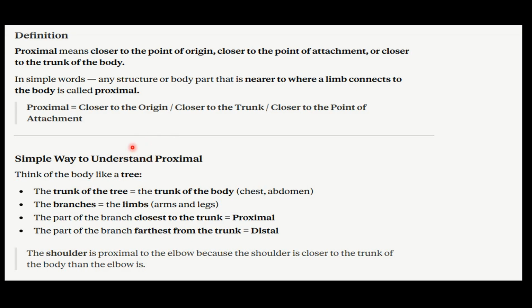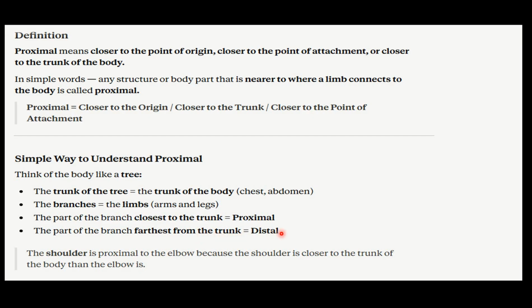Now to understand this properly, think of the body like a tree. We will compare the human body with a tree. The trunk of the tree corresponds to the trunk of the body, that is the chest and abdomen. Branches are the limbs, so arms and legs are the branches. The part of the branch closer to the trunk is called proximal, and the part of the branch farthest from the trunk is distal. Clear?